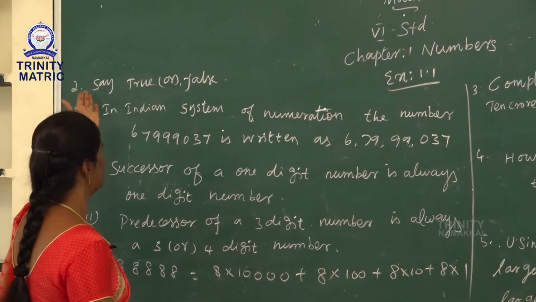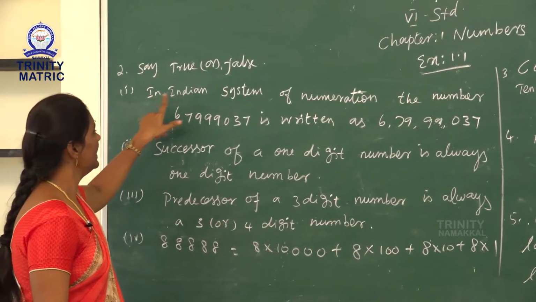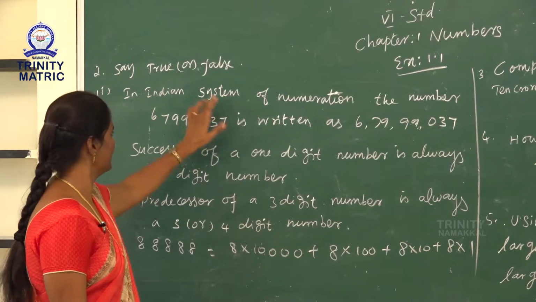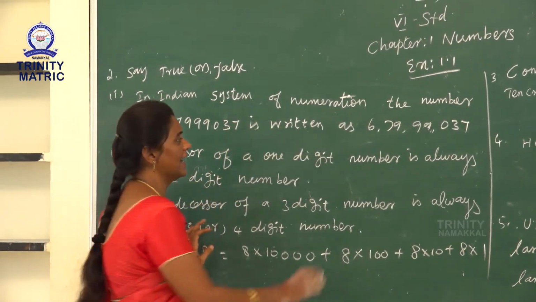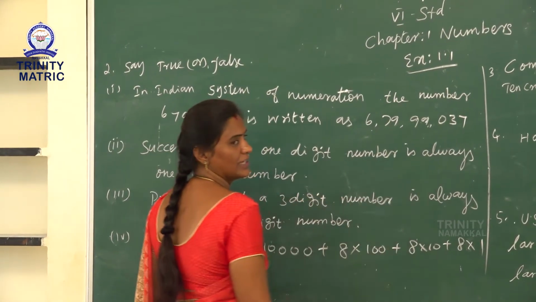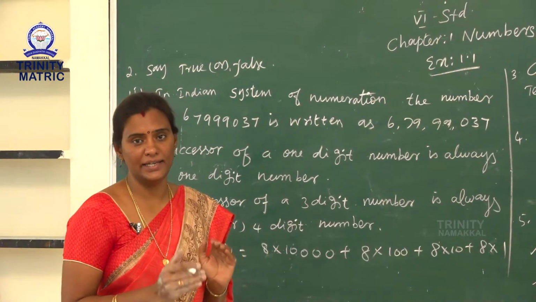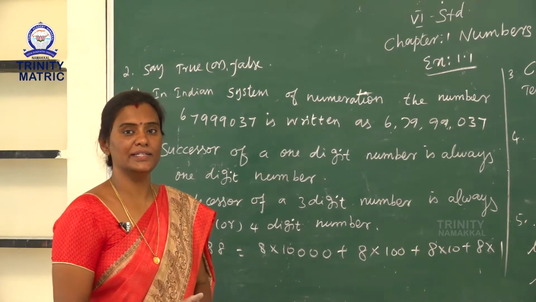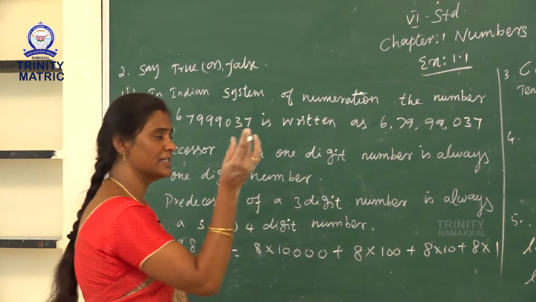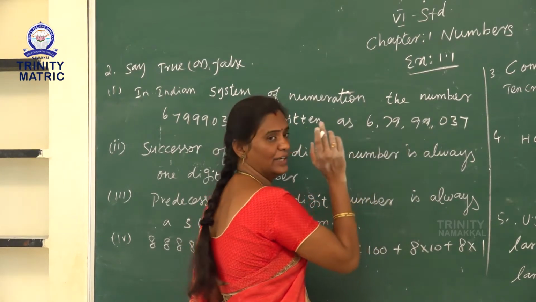Next, see true or false. See, first sum is, in Indian system of numeration, the number given here is written as 6,79,99,037. See, already we know how to put comma in Indian system. In Indian system, we put comma from right to left. First, we leave 3 digits. Then, we put comma every 2 digits.